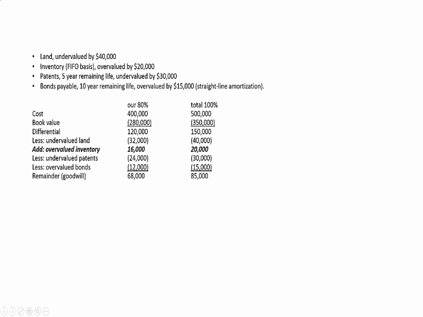Next, we need to do our amortization entries. And let's just go through these one by one. First, the undervalued land. Land has an indefinite life, therefore it is not amortized. Therefore, it will just sit there until it gets impaired or is sold. The inventory, however, we're using a FIFO basis. That means that by the end of the first year, that inventory will have been sold. And so we need to go ahead and amortize our share, $16,000 of that inventory differential. So we're going to go ahead and adjust our investment income upwards and reduce our investment account.